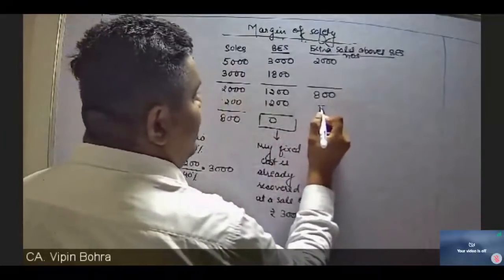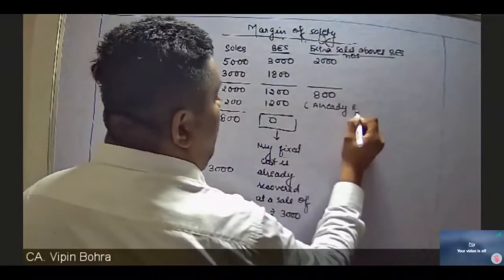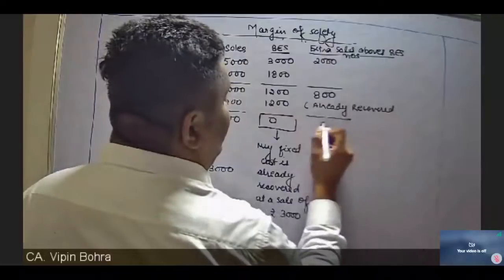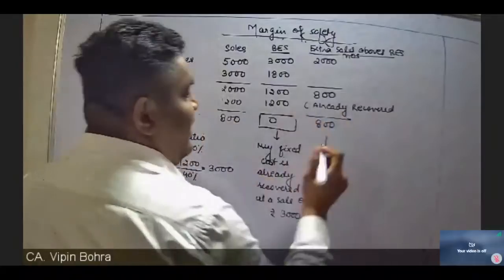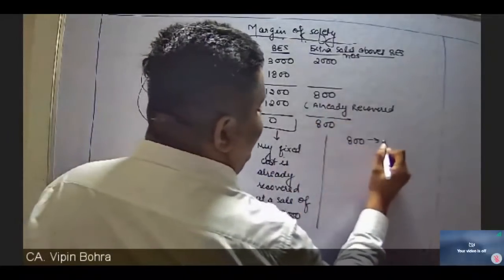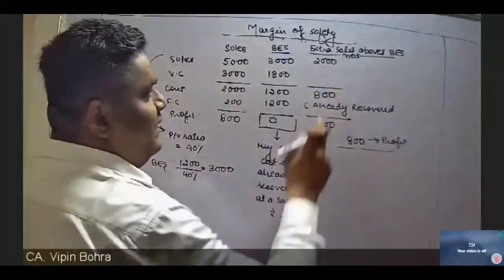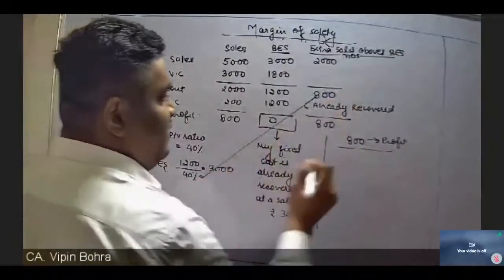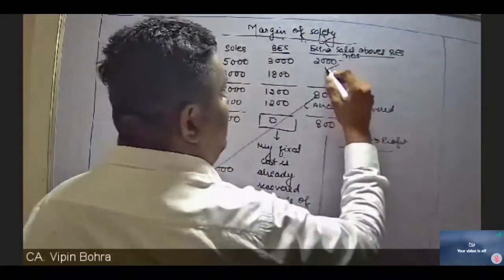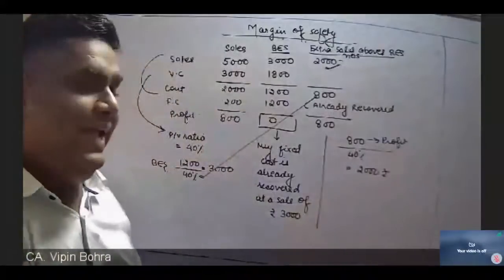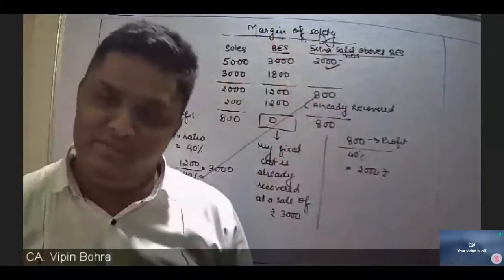My fixed cost is already recovered. I am writing it again. Already recovered. So 800 is my profit. So now I have my profit is 800. My contribution will also remain the same because fixed cost is already recovered. Then this 800 is equal to 40%. So how much will be my 100%? So the extra contribution over and above fixed cost, that is called profit, divided by PV ratio, is my margin of safety.